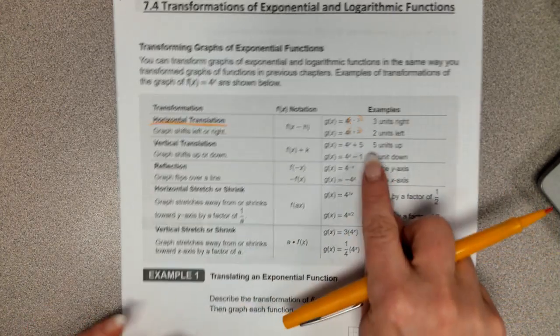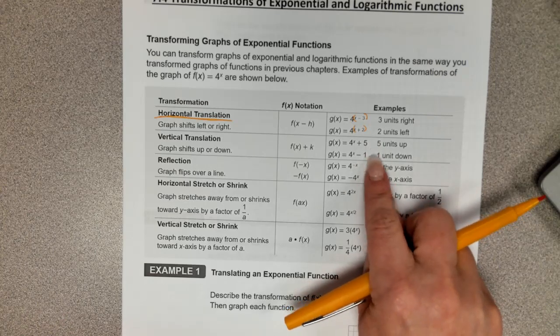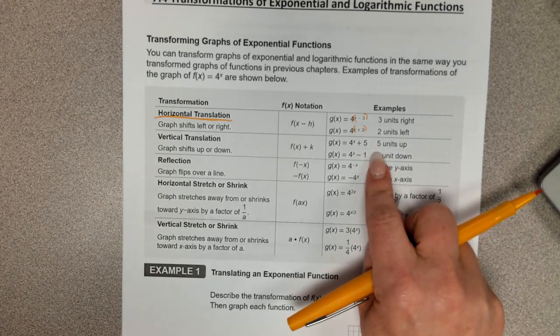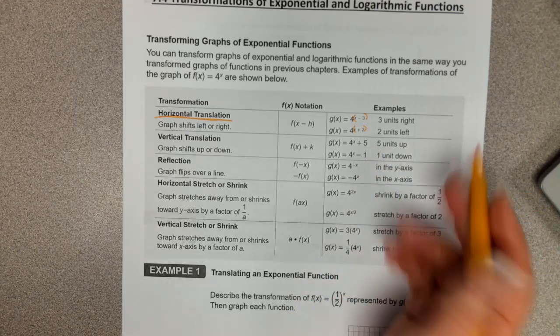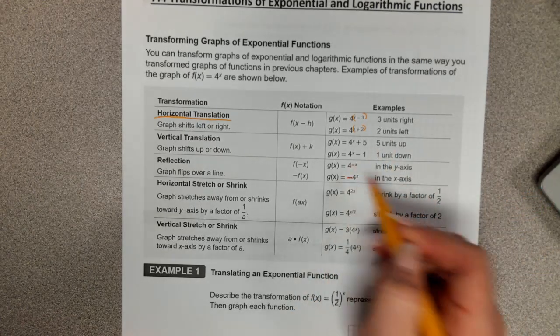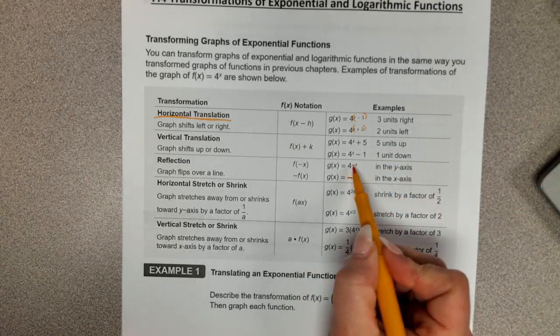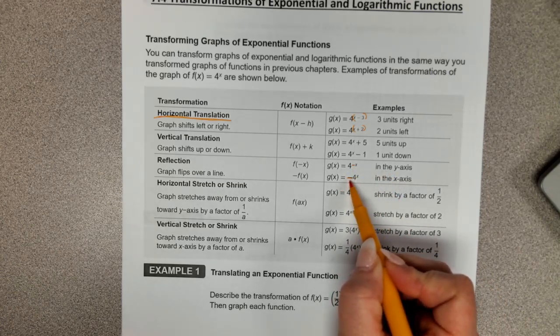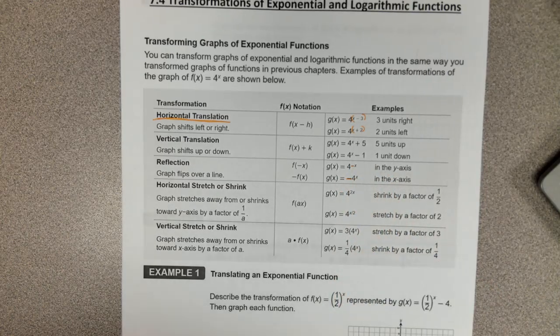Your vertical translations will still be adding and subtracting on the very end. Reflections are still going to be a negative. It's going to be the placement of the negative. So if that negative is in the exponent, you're going to reflect over the y. If the negative is in the very, very front, you reflect over the x.